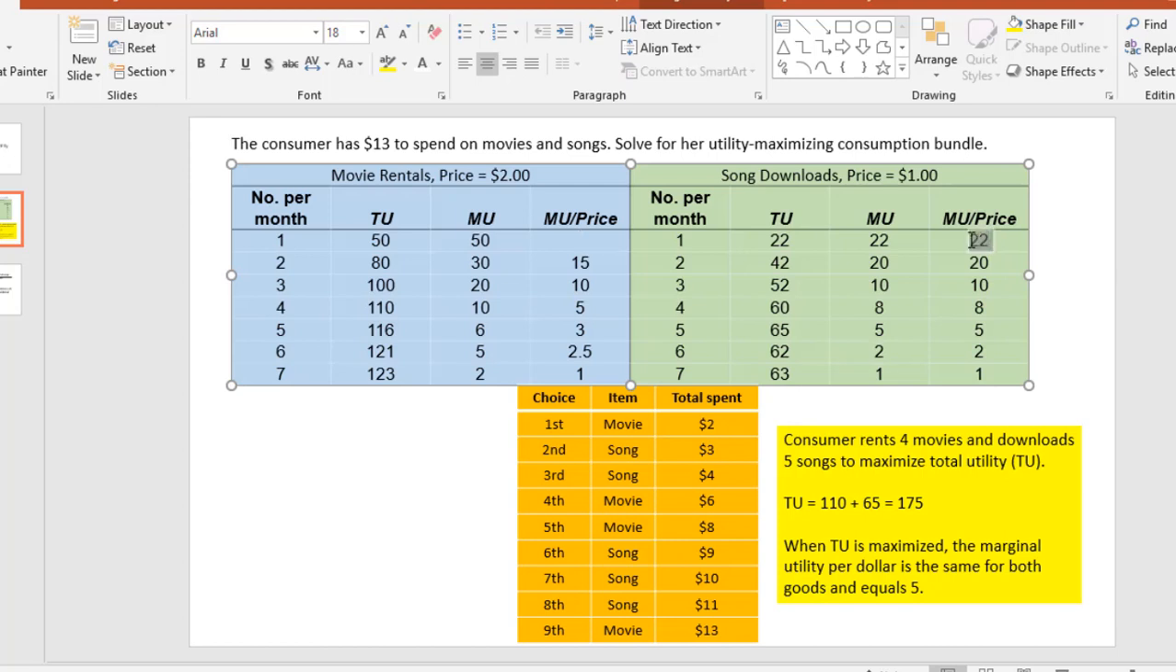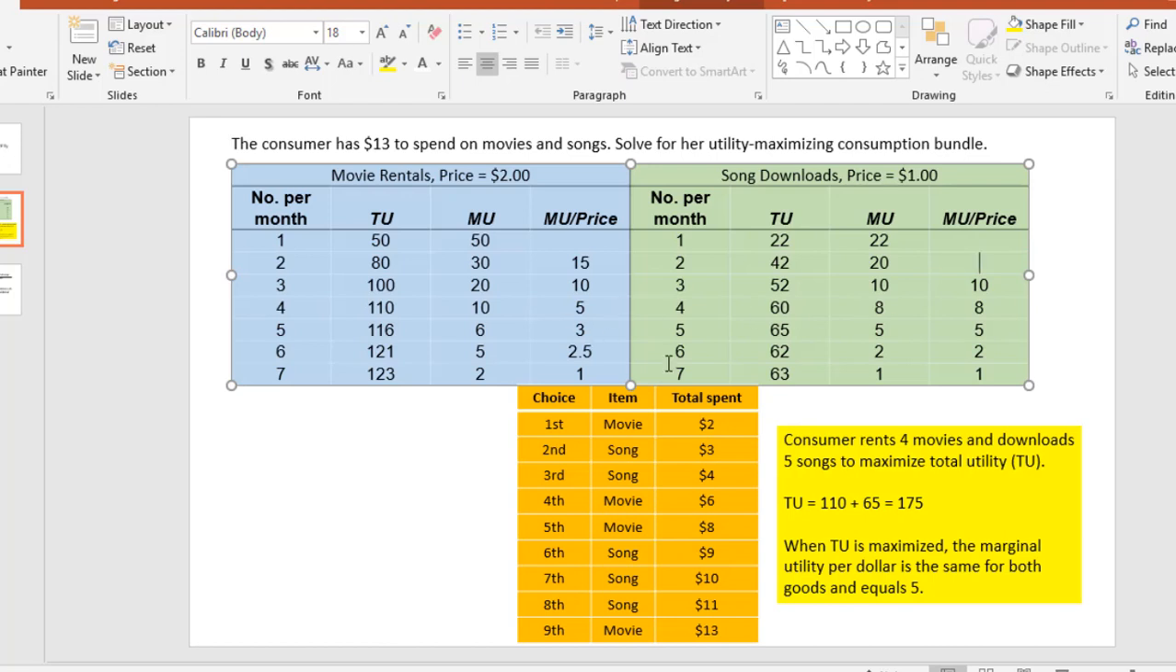So I'm going to erase that now. We can no longer go back and buy the first song. So now our comparison is, should we get a second song or a second movie? Since 20 is greater than 15, we get more marginal utility per dollar by downloading the second song rather than the movie. So as I have listed down here, our third choice is going to be the song.